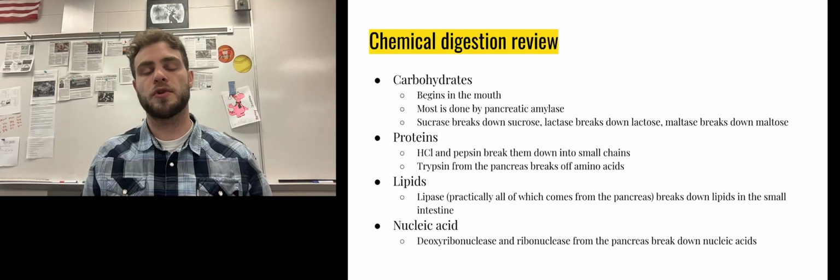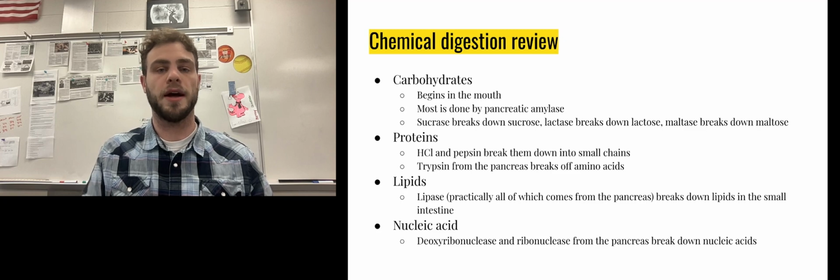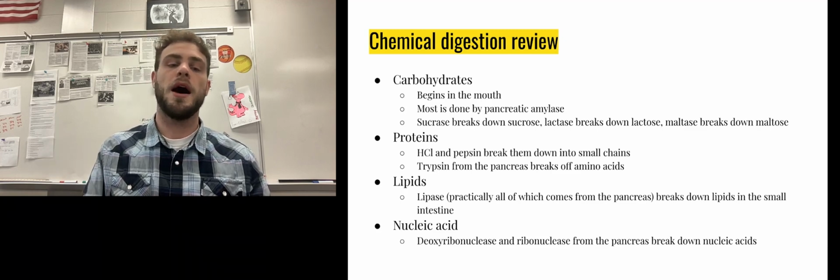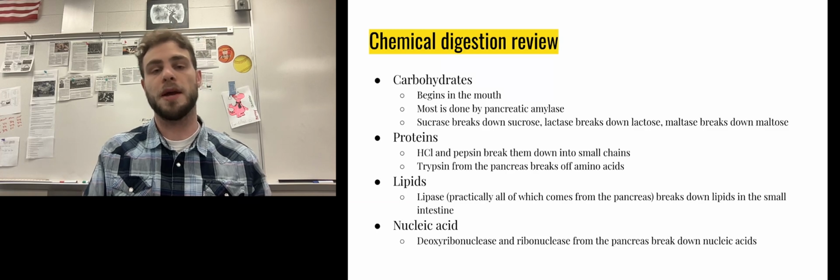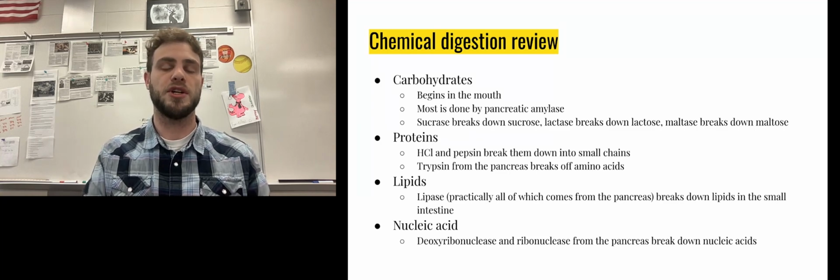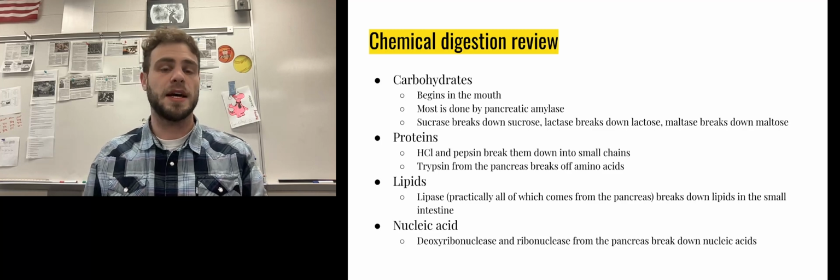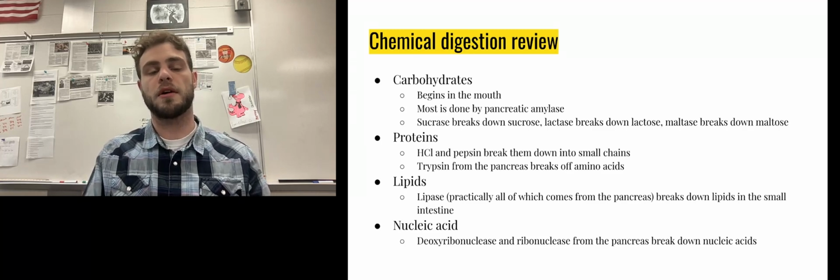Okay. I also want to include just a chemical digestion review that we see for each of the four macromolecules. So carbohydrates, the first time they're going to start being chemically digested is in the mouth. Most of it, however, is going to be done by pancreatic amylase in the duodenum. So it starts in the mouth. You have the salivary amylase that's going to start the chemical digestion of carbs, but it's going to be done primarily in the duodenum. You have different enzymes that are going to help break down carbohydrates.